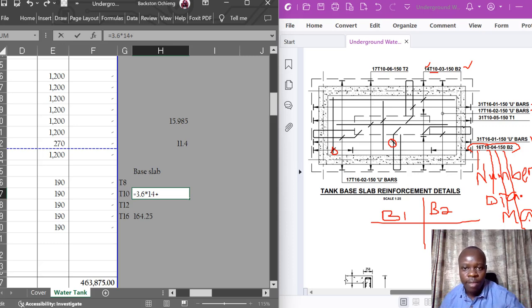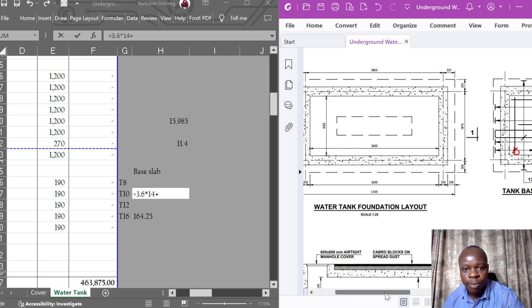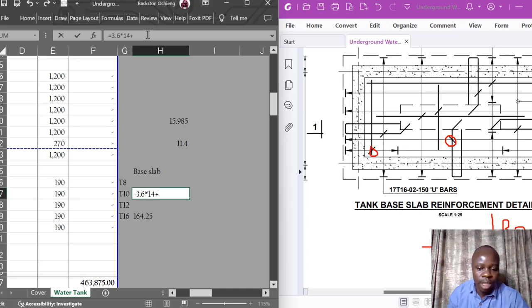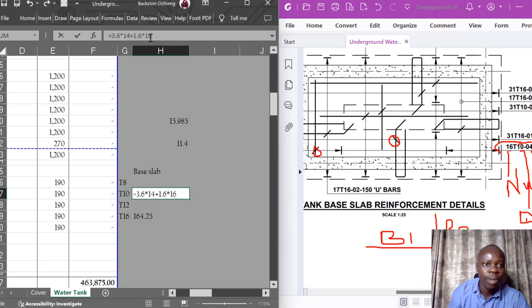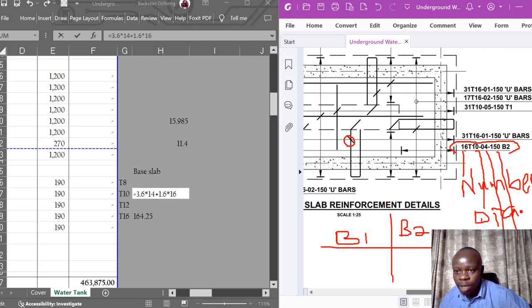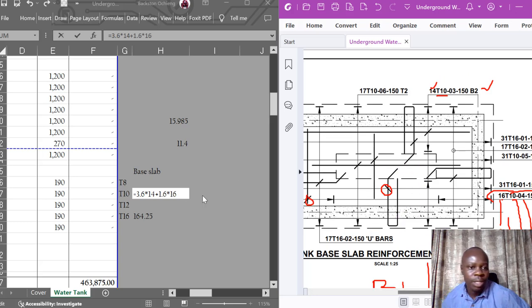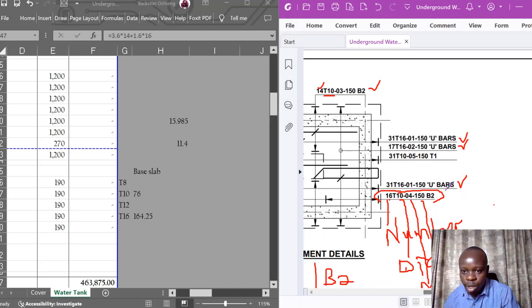The length is along the width of the plan, and that dimension is 1.6. So I take 1.6 and multiply that by the number of reinforcement bars. There are 16 of them, so I'll multiply that by 16. Then I will check if there is another bar mark 4 within this plan, but I can't see one, so there isn't another one. Up to that point, I have done bar mark 4.